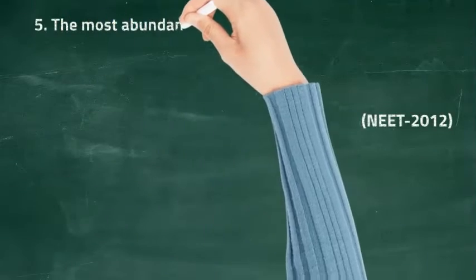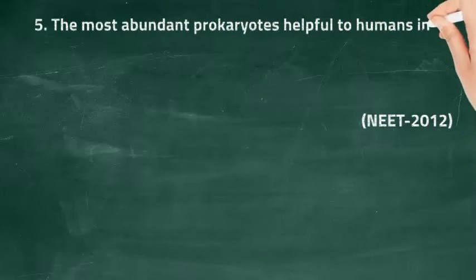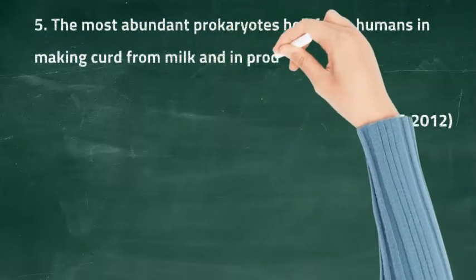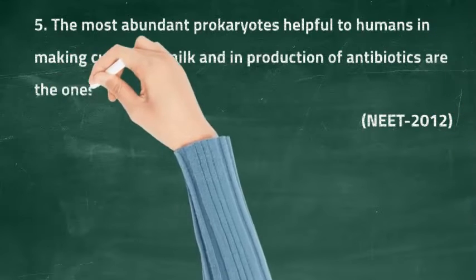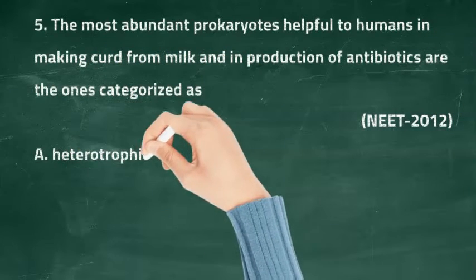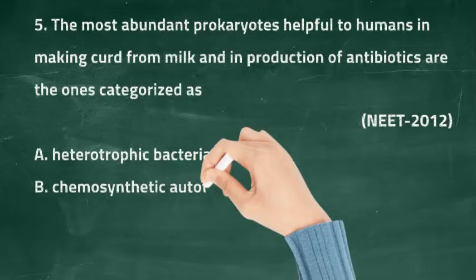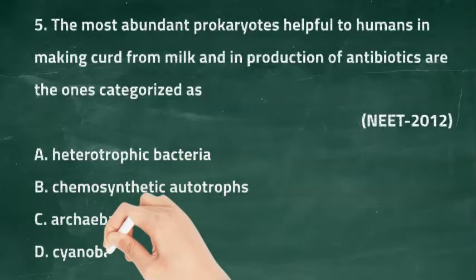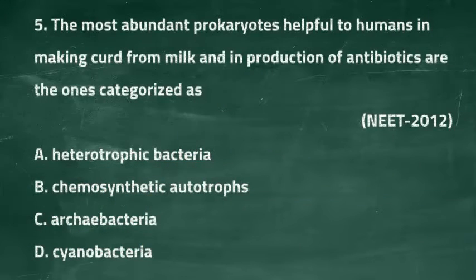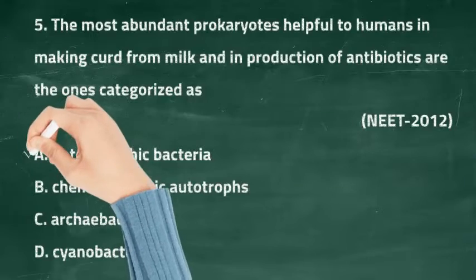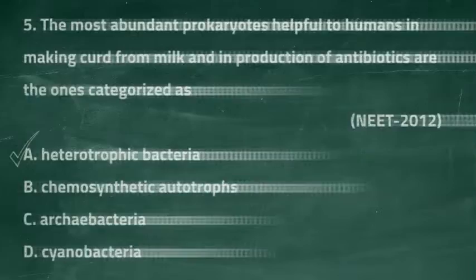Question 5th. The most abundant prokaryotes helpful to humans in making curd from milk and in production of antibiotics are the ones categorized as option A heterotrophic bacteria, option B chemosynthetic autotrophs, option C archaebacteria and option D cyanobacteria. The right answer is option A, heterotrophic bacteria.